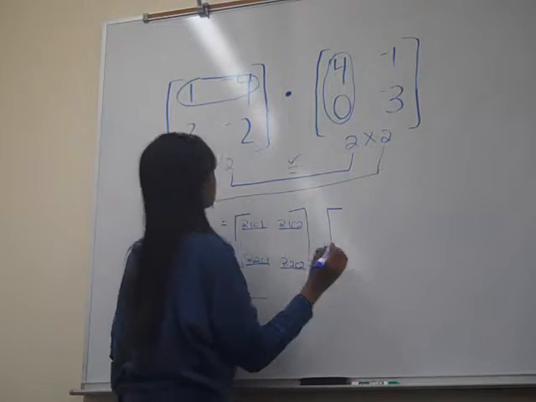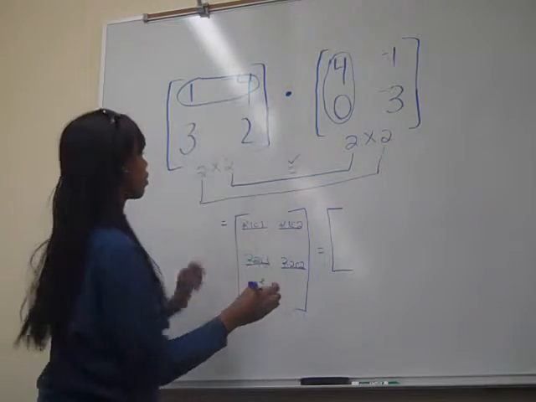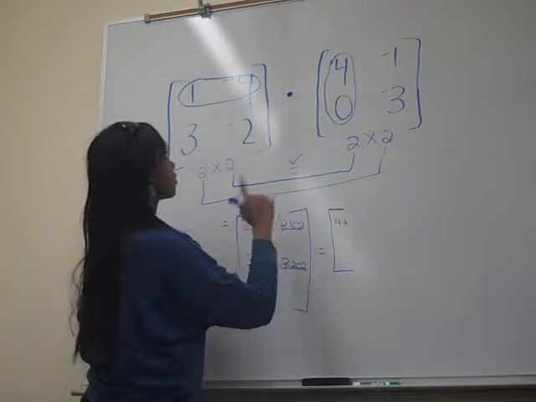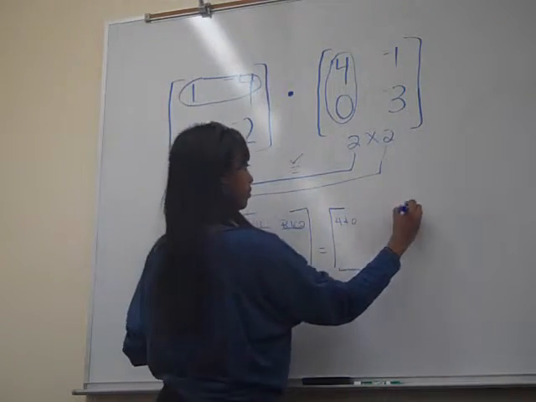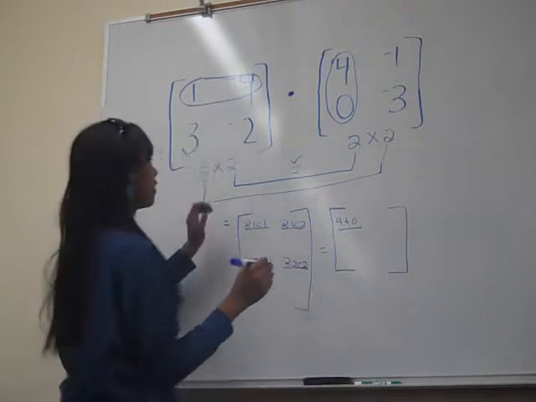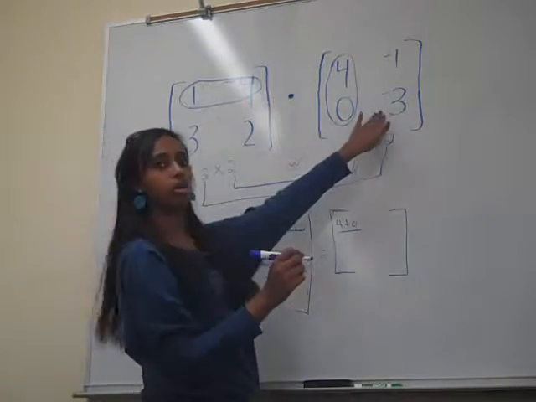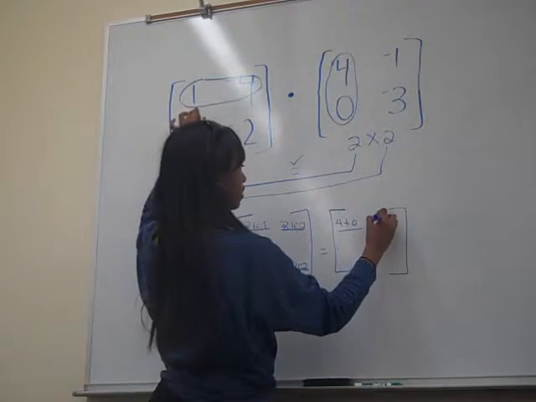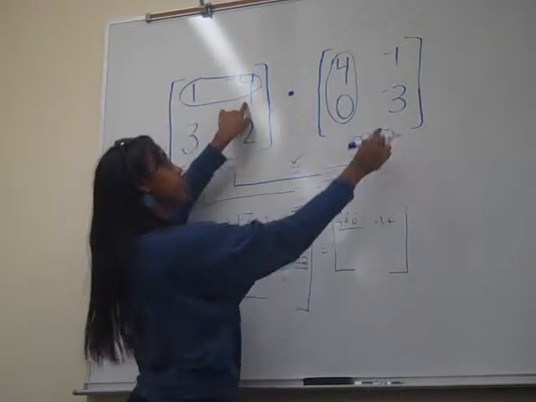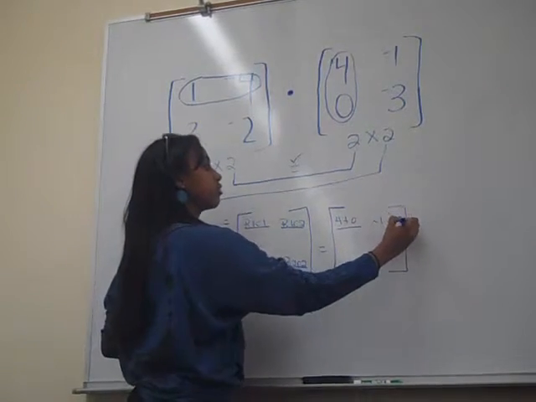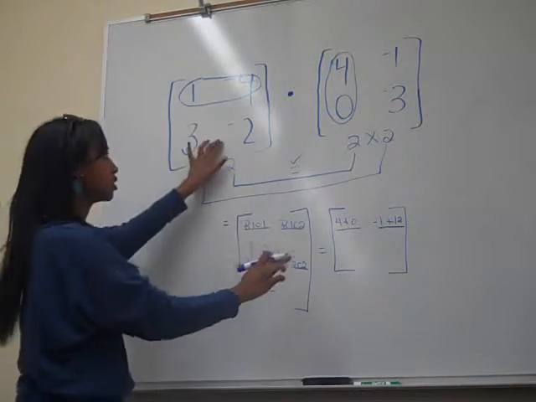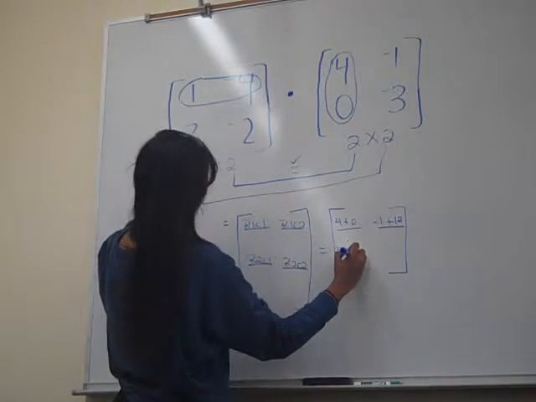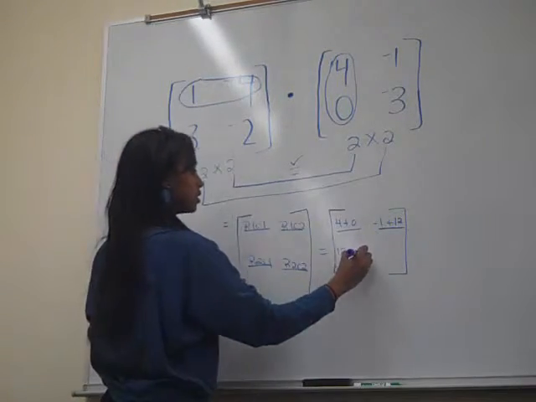Now it's going to be 1 times 4 is 4, plus negative 4 times 0 is 0. And then we're going to do row 1 times column 2. 1 times negative 1 is negative 1, plus negative 4 times negative 3 is 12. And then we do row 2 times column 1. 3 times 4 is 12, plus negative 2 times 0 is 0.